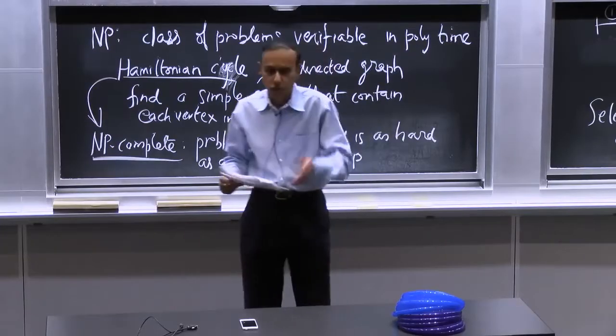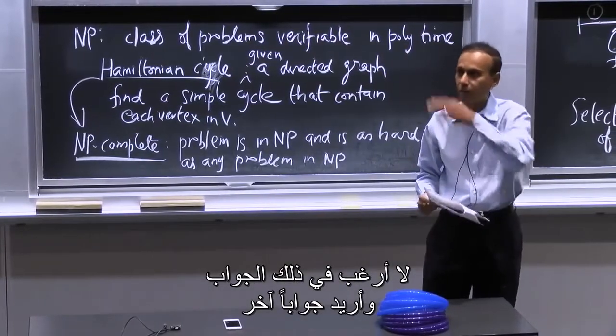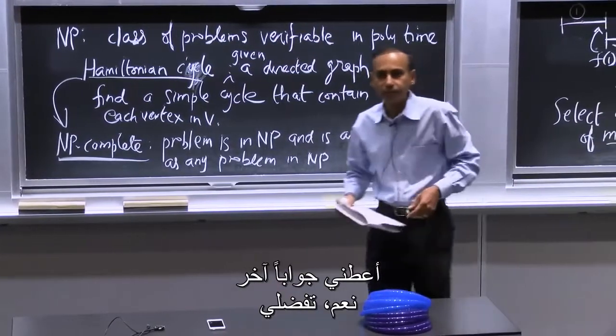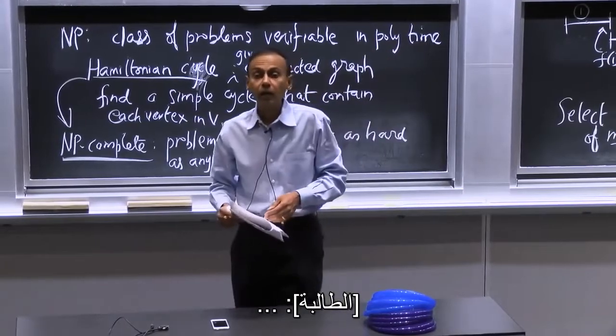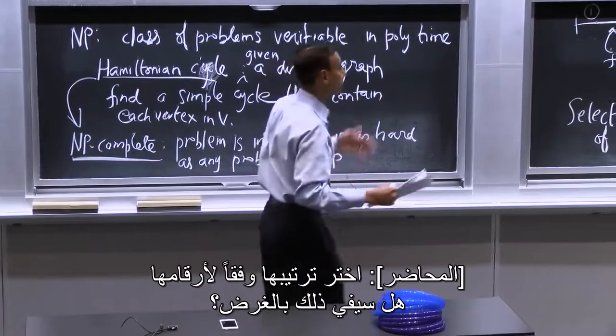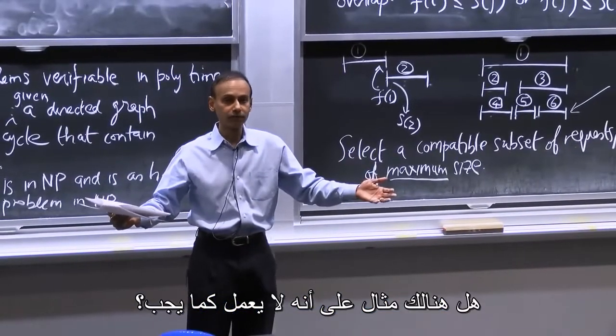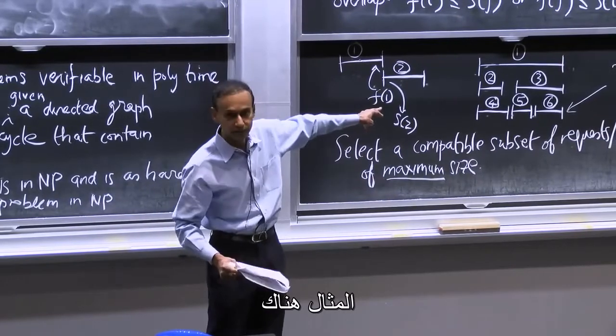Right? All right, good. So I don't like that answer, and I want a different one. Give me another one. Yeah, go ahead. Iterate through in numerical order. Is that going to work? And what's an example where it didn't work? The one right there, right?